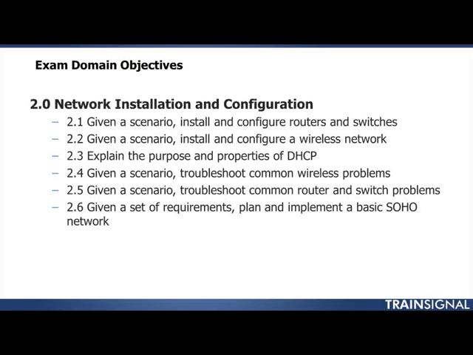Moving along to the second domain objective, we have network installation and configuration. So again, we're talking about the specifics of routers and switches, wireless networks, DHCP. Here we got a couple of troubleshooting items: troubleshooting wireless, router, and switch problems. Again, if I make reference to the troubleshooting lesson, I talked about the methodology being so important, but then I went through some specific common problems. Well, this is where I pulled them from, the ones that they have listed in these objectives.